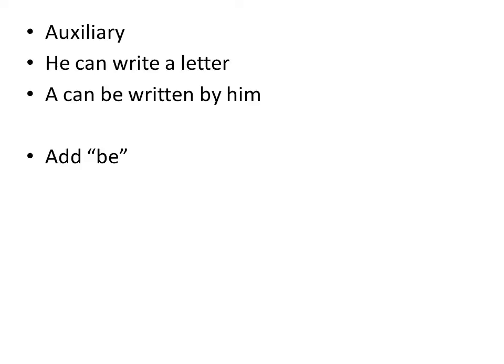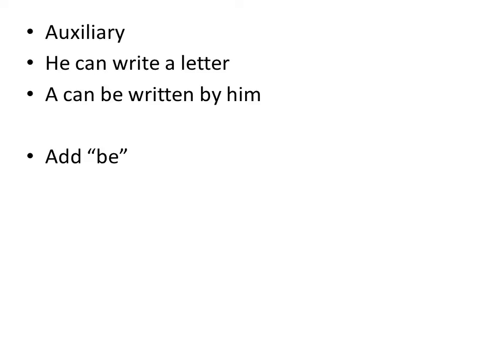When the sentence has an auxiliary form, like he can write a letter, then we just have to add be after the auxiliary form, and the remaining changes are the same. Like here is a sentence. He can write a letter. We can turn this sentence like that. A letter, here I missed a letter, there are some mistakes. A letter can be written by him. So this will be the new sentence.